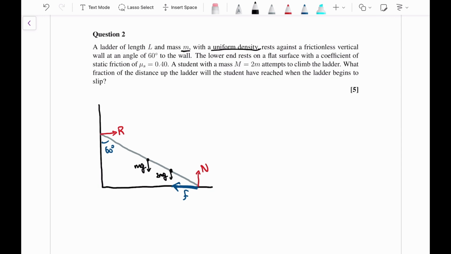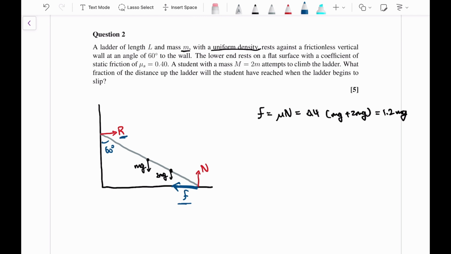Basically, F will be equal to mu times N, where mu is given as 0.4, and the normal would be mg plus 2mg. Therefore, this will be 1.2 mg. And then, if we look at the diagram over here, we can see that R is the only force acting opposing the friction.